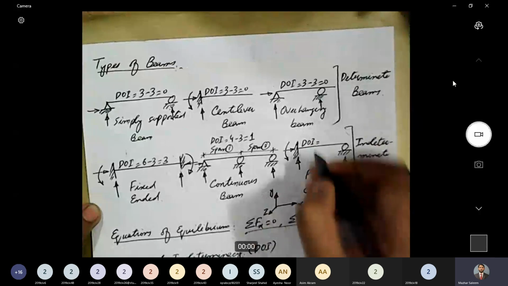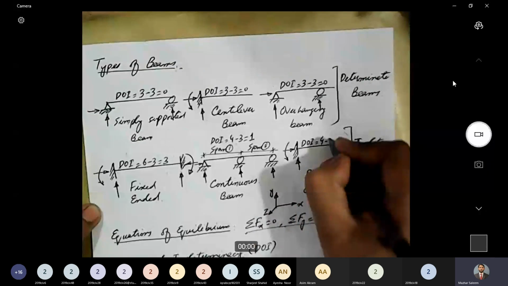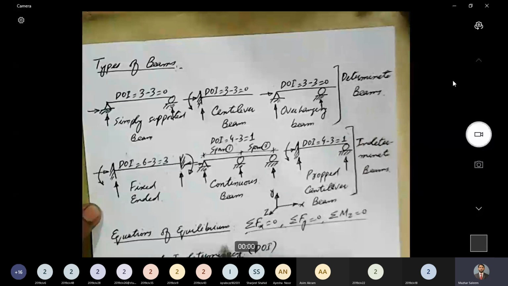1, 2, 3, 4 reactions and 3 equations. So 1. Degree of indeterminacy is 1.